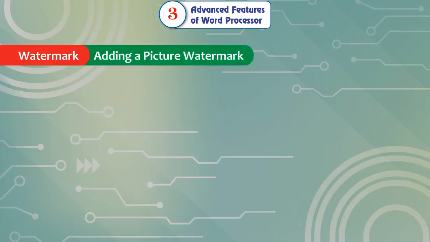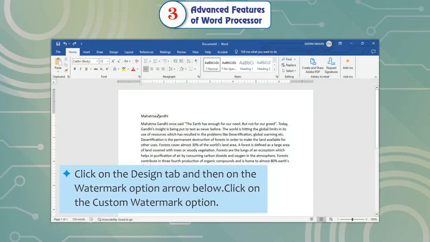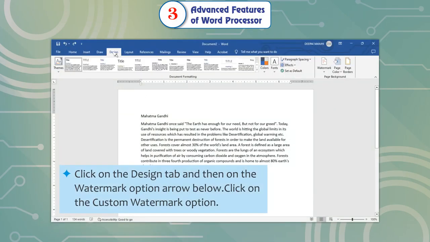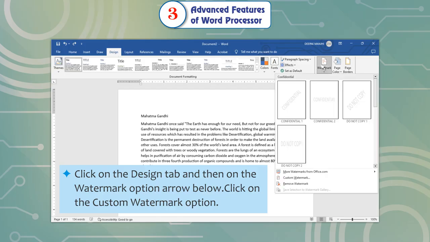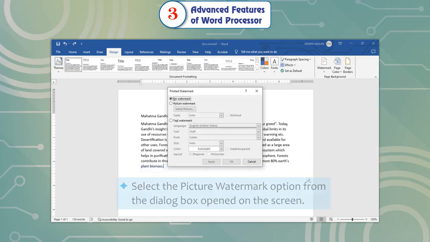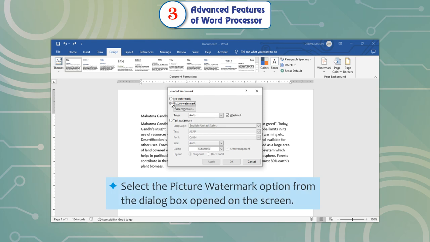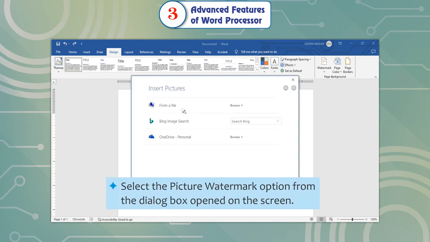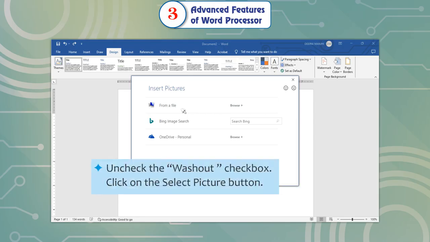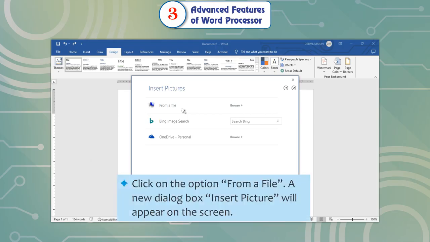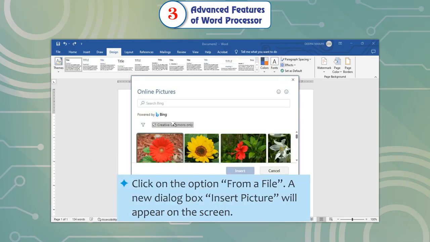Adding a picture watermark: click on the Design tab and then on the Watermark option arrow below. Click on the Custom Watermark option. Select the Picture Watermark option from the dialog box opened on the screen. Uncheck the Washout checkbox. Click on the Select Picture button. Click on the option From a File.